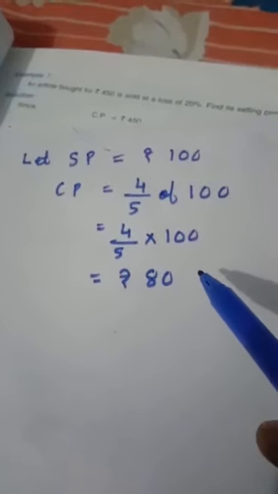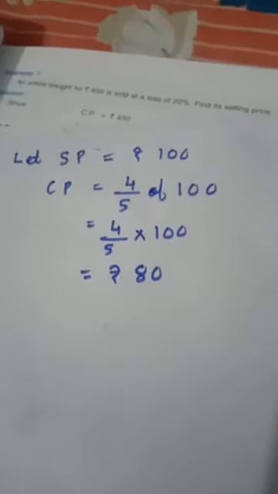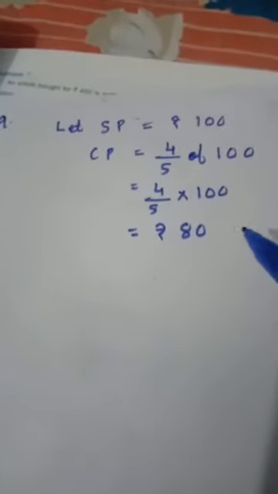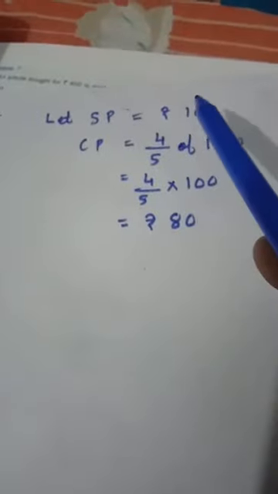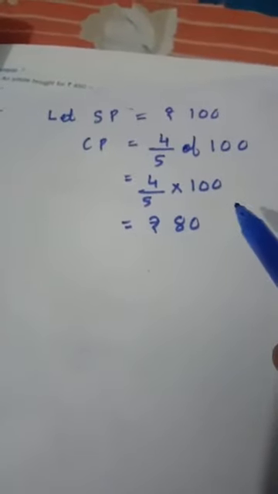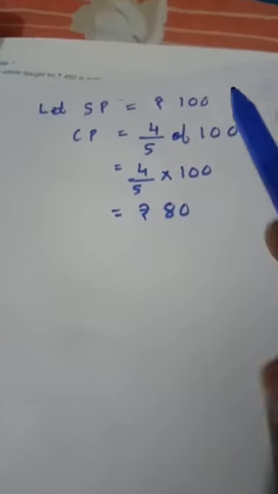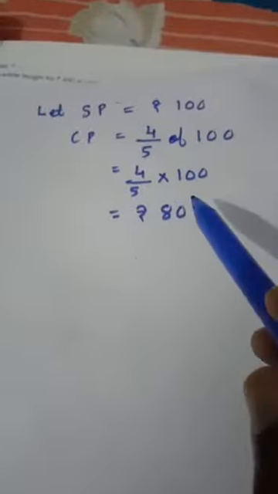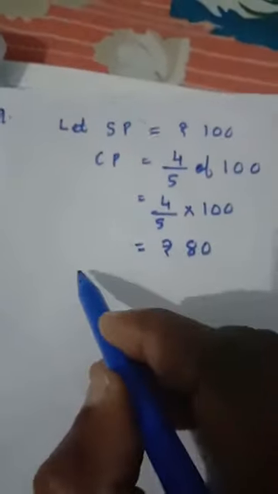In this case, what do we have to find? Find the loss or profit percentage. Here CP is 80, SP is 100. Suppose we bought an item for 80 and sold it for 100. In that case, is it profit or loss? Bought for 80 and sold for 100, we got 20 rupees gain, profit.